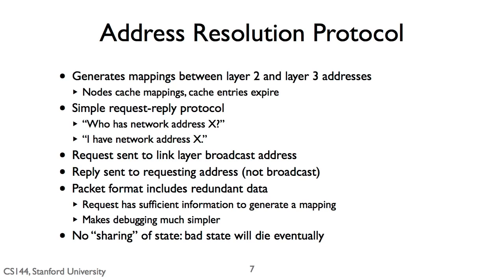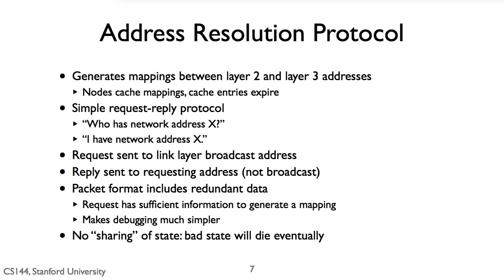ARP is a simple request-reply protocol. Every node keeps a cache of mappings from IP addresses on its network to link layer addresses. If a node needs to send a packet to an IP address it doesn't have a mapping for, it sends a request. Who has network address X? The node that has that network address responds saying, I have network address X. The response includes the link layer address. On receiving the response, the requester can generate the mapping and send the packet. So that every node hears the request, a node sends a request to a link layer broadcast address. Every node in the network will hear the packet.